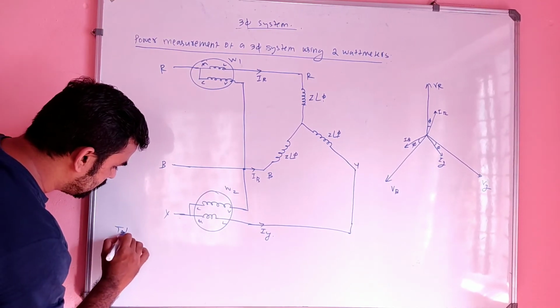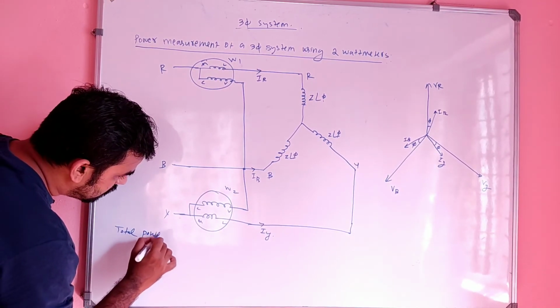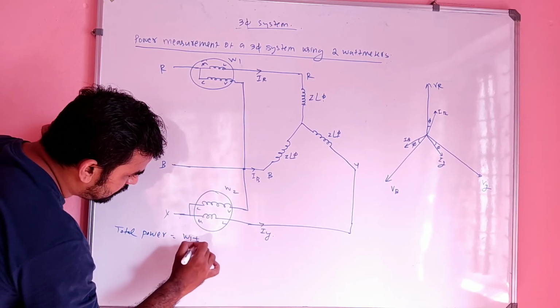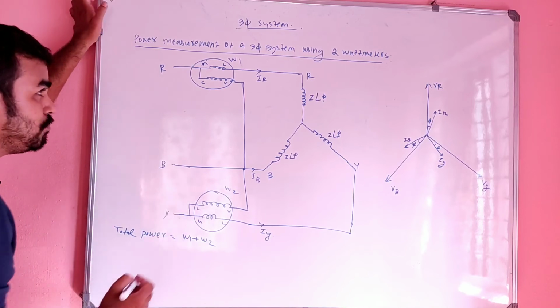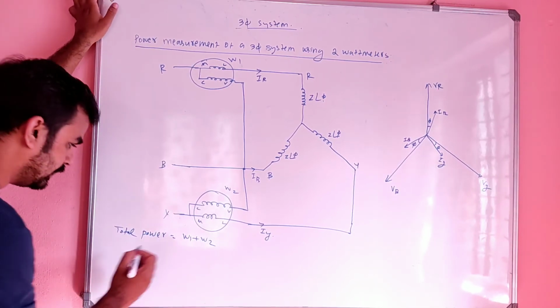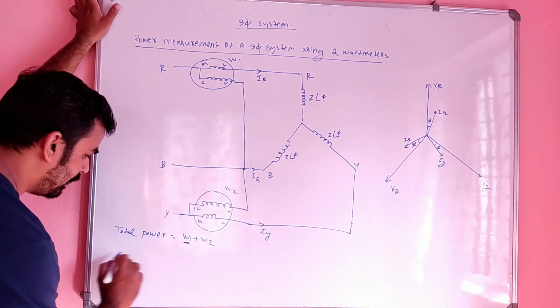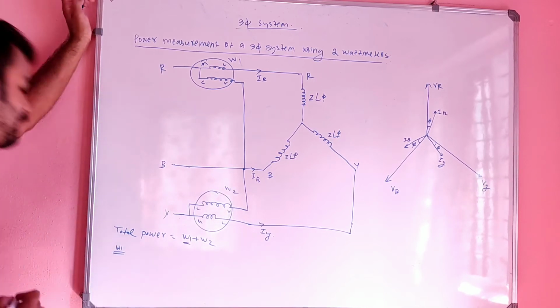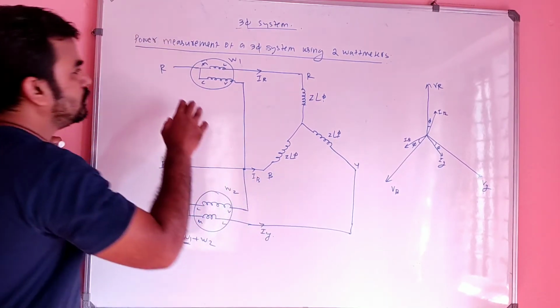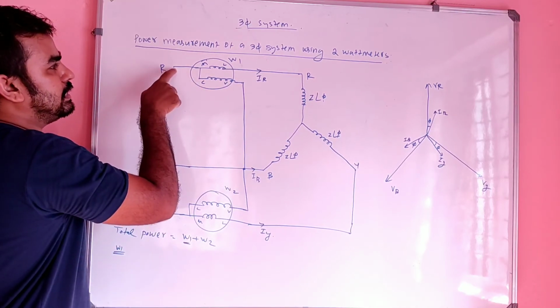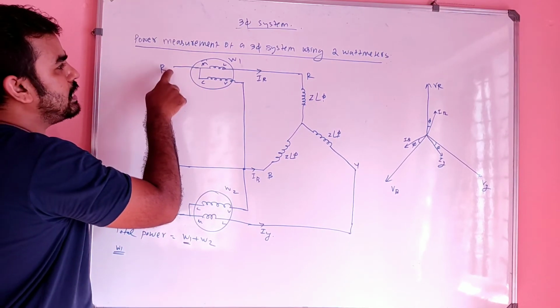the total power is nothing but W1 plus W2. And what are the values of W1 and W2? Let's check that first. Let's see what W1 is. W1 is nothing but we connected the current coil directly in the R phase, right?